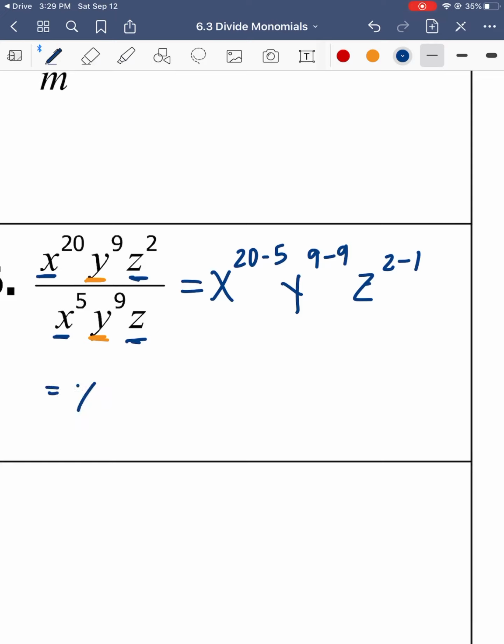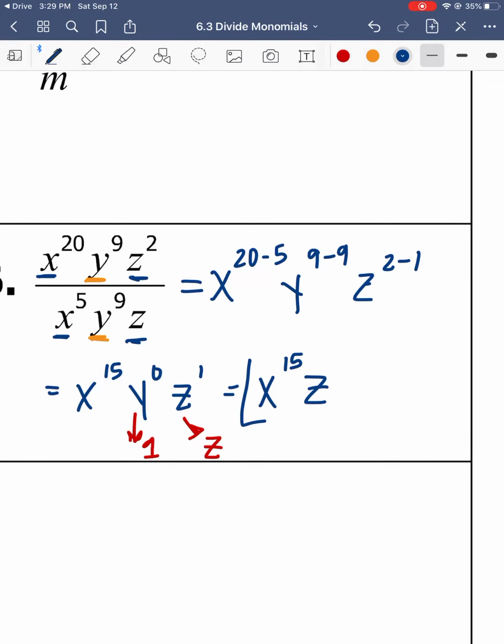Simplifying this is x to the 15th, y to the 0, and z to the 1st, which we know we can simplify. Y to the 0 is actually equal to 1, and z to the 1st can be written as just z. So this is x to the 15th. We'd be multiplying by 1 here, by this y term, but we don't write out when we're multiplying by 1, so then we'll just move over to z. So x to the 15th z.